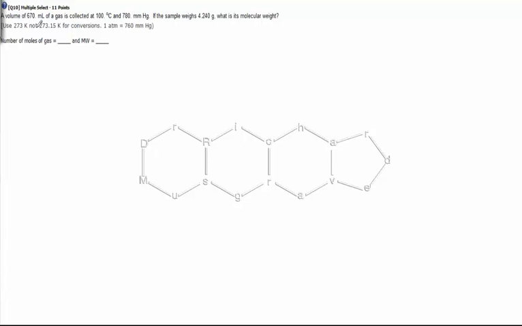A volume of 670 mL of gas is collected at 100 degrees Celsius at 780 millimeters of mercury, and we've been given a sample mass here. We want to figure out the molecular weight. First of all, what are we after with molecular weight? We're after grams per mole. We've already got grams here. Now we need to find moles.